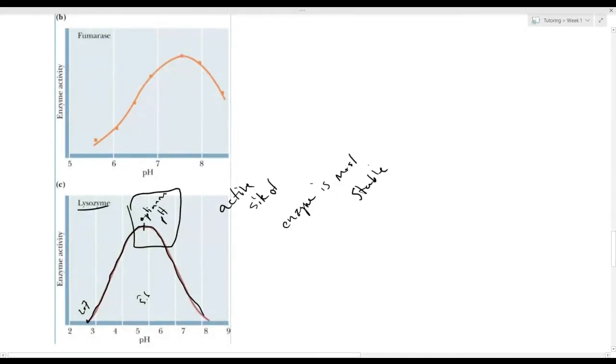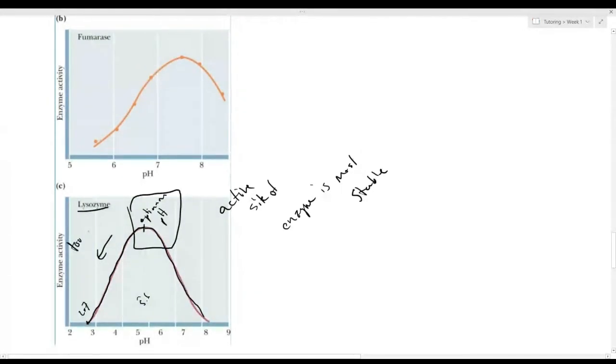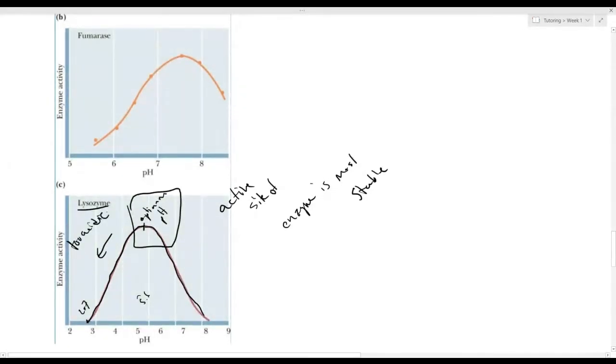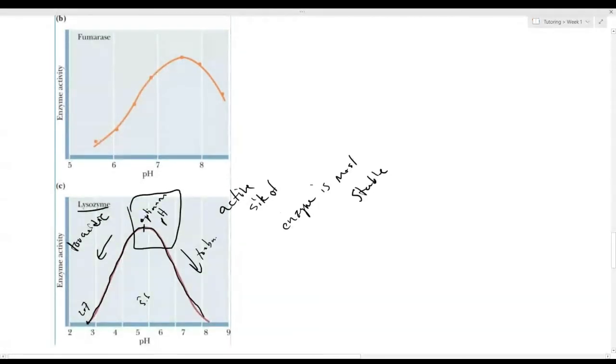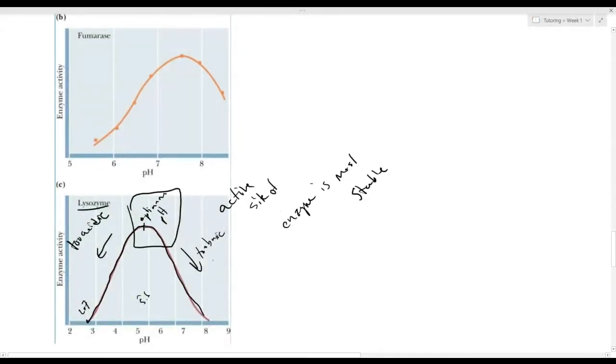Okay? When you're over this way, it's too acidic, and some of your enzyme active site will degrade, denature. There's a million different names that are used for it. And over on this side, it's too basic, and the same thing happens. Okay? So why is it that it's on a curve?